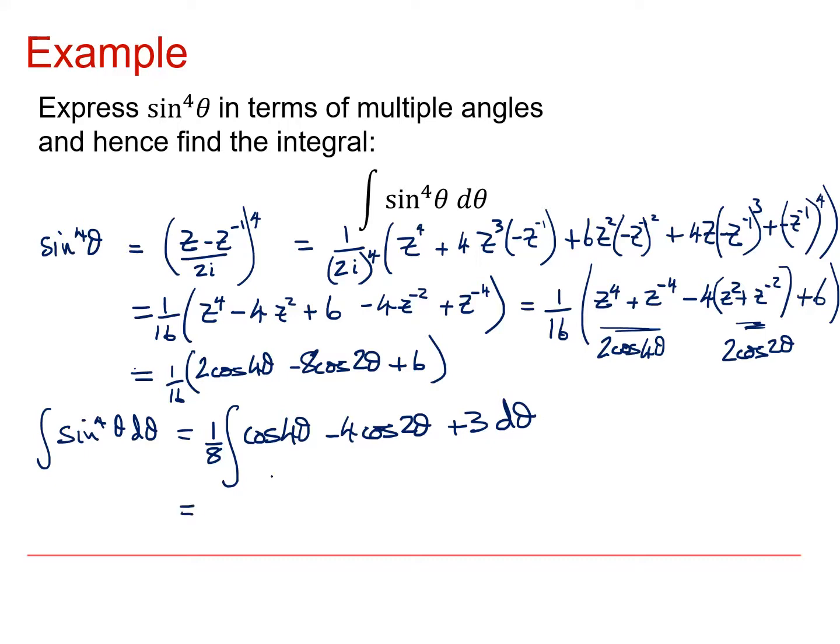Now when I integrate cos 4 theta, I get sine 4 theta over 4, so I get 1 over 32 sine 4 theta. And then from the integral of cos 2 theta, I get sine 2 theta over 2, so I get minus 1 over 4 sine 2 theta, plus 3 theta over 8 plus a constant.